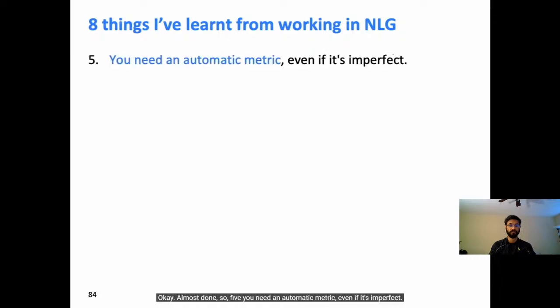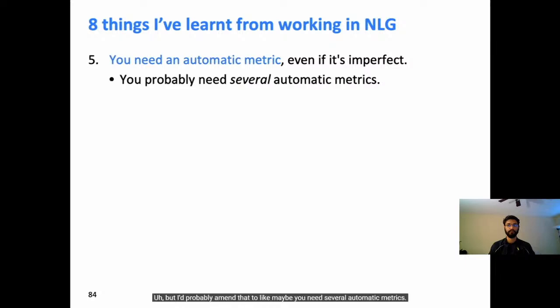Okay, almost done. So number 5, you need an automatic metric even if it's imperfect. I know that you already know this because we wrote it all over the project instructions, but I'd probably amend that to maybe you need several automatic metrics. I talked earlier about how you might track multiple things to get an overall picture of what's going on. I'd say the more open-ended your NLG task is, the more likely you need several metrics.